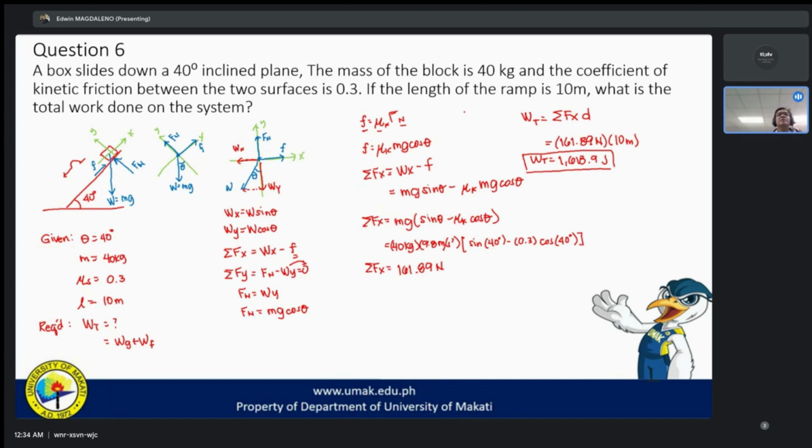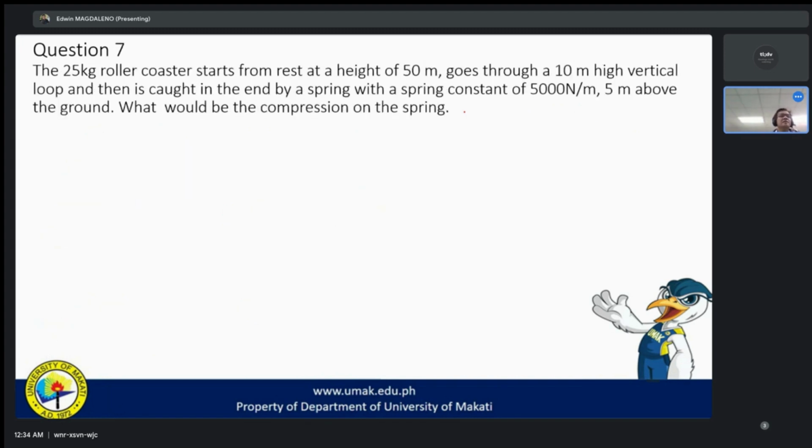Okay. Next, number 7. So we have a 25-kilogram roller coaster starting from rest at a height of 50 meters, goes through a 10-meter high vertical loop, and then is caught at the end by a spring with a spring constant of 5,000 newtons per meter, which is 5 meters above the ground. What would be the compression on the spring?